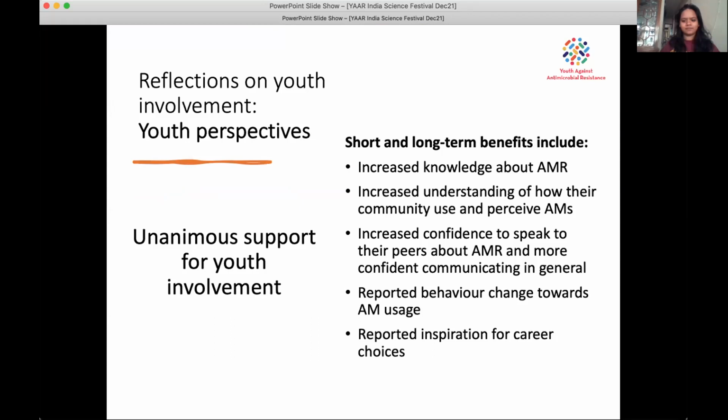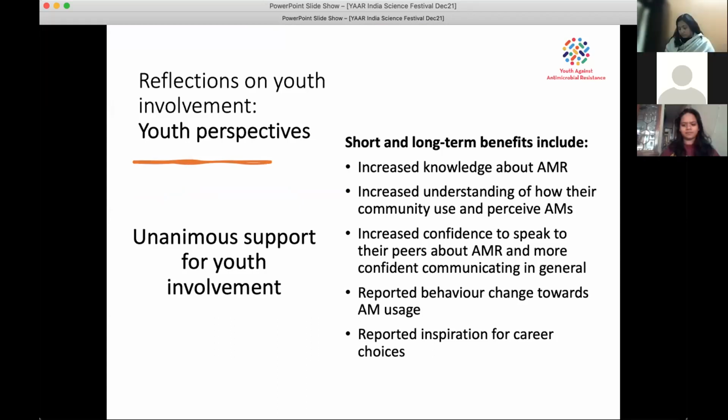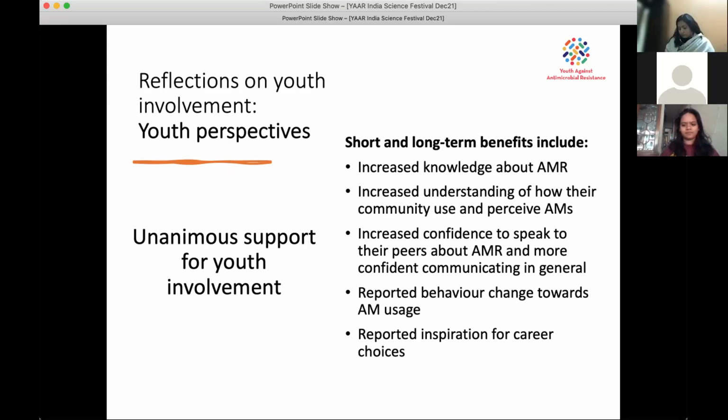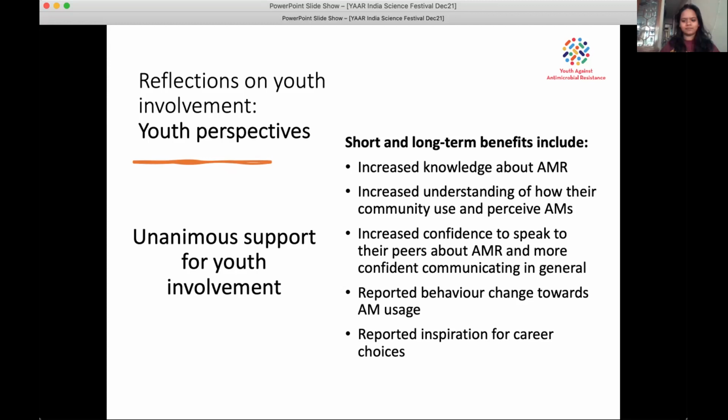And then we asked the young people what their reflections were on being involved in a project like that, and unanimously they were positive about their involvement. They felt that their knowledge about AMR had increased, and their capacity and confidence to speak had increased. And there were also a couple of them, I know it's just reported, who said that they were really inspired towards career choices in microbiology or in biology.